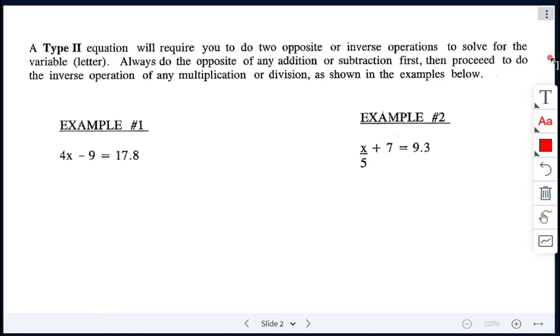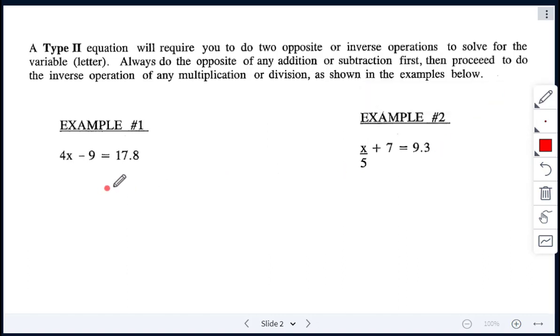You'll notice it's like the opposite of BEDMAS. You're going to do the opposite of addition or subtraction first, and then you will do the opposite of multiplication or division. So let's take a look at our first example here. We have 4x minus 9 is equal to 17.8, and our variable here is x. We're trying to solve for x.